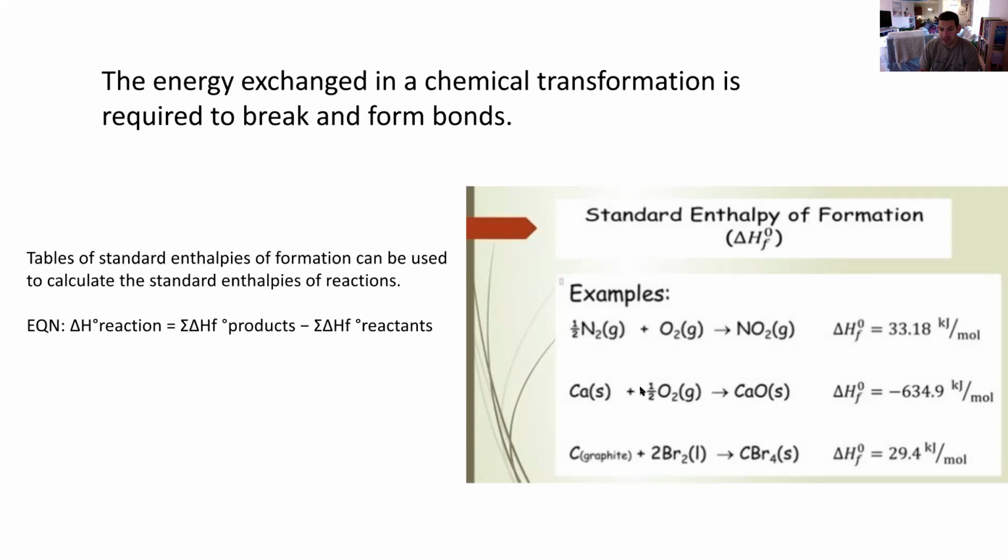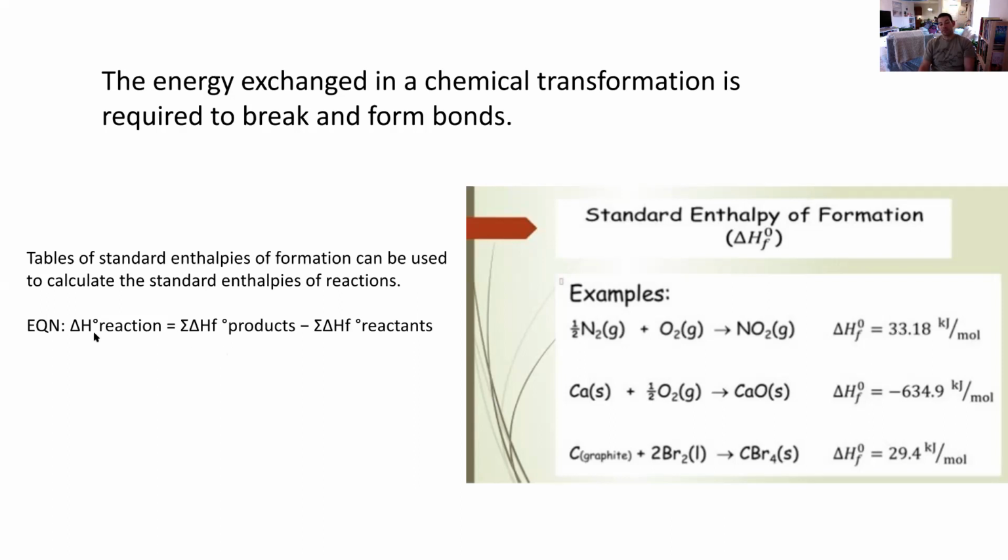And again, everything needs to be in its standard form, all right? So gas, solid, liquid, whatever standard form that substance would be in, but it's to make different products. Nitrogen dioxide, NO2, has an enthalpy of formation of 33.18 kilojoules per mole. Calcium oxide, CaO, has an enthalpy of formation of negative 634. So we have long lists.